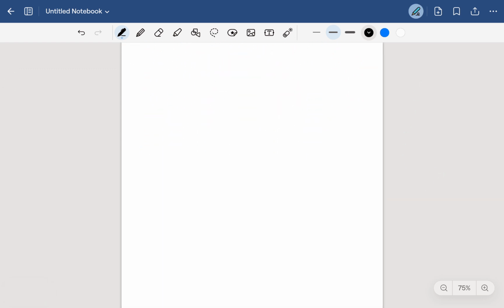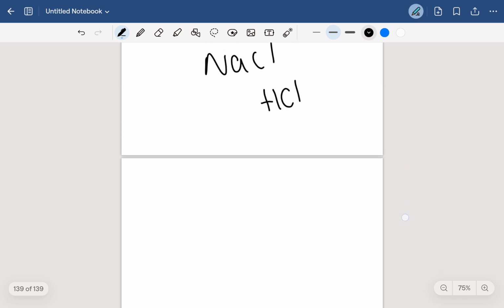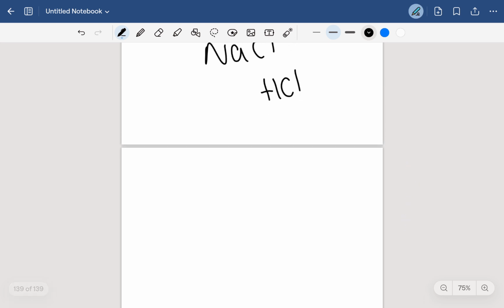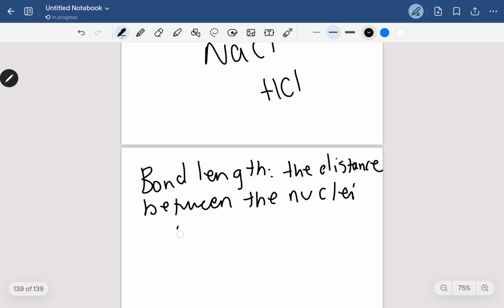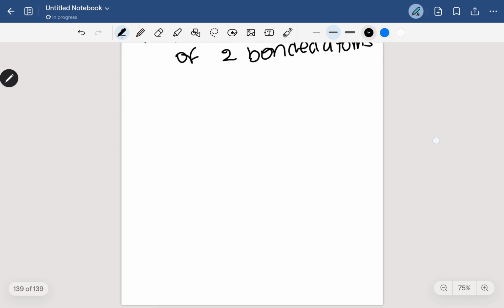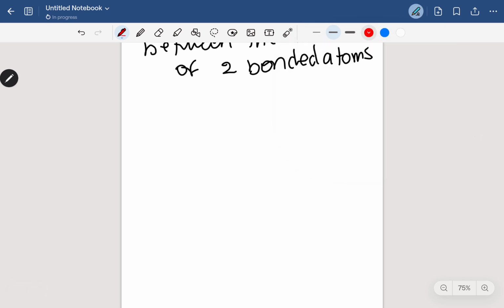Or for example HCl, which is a covalent bond, but it is still a chemical bond. Now, there is something else about bonds, which is that they each have a length. So the bond length is the distance between the nuclei of two bonded atoms.